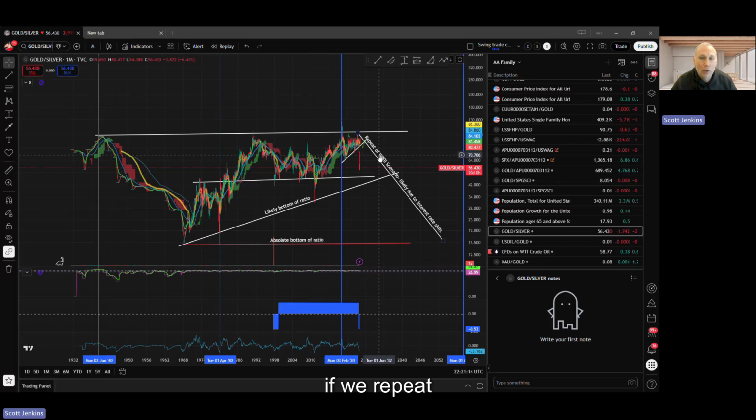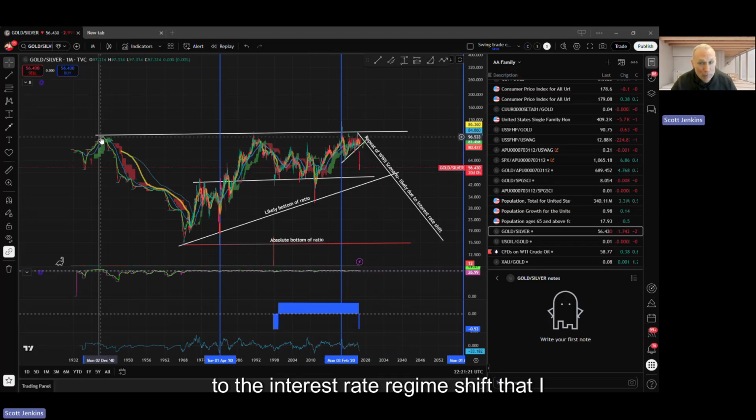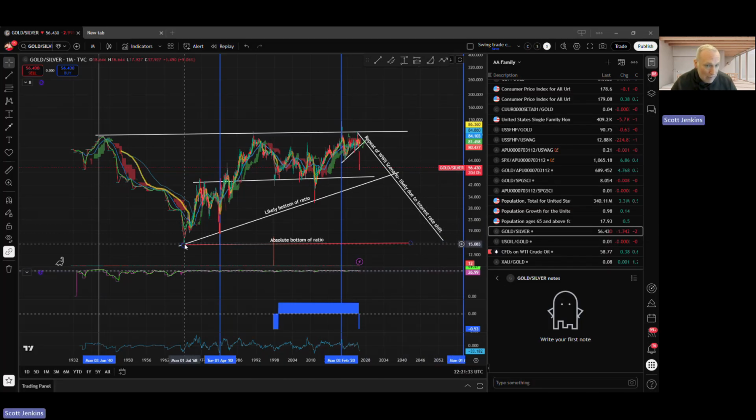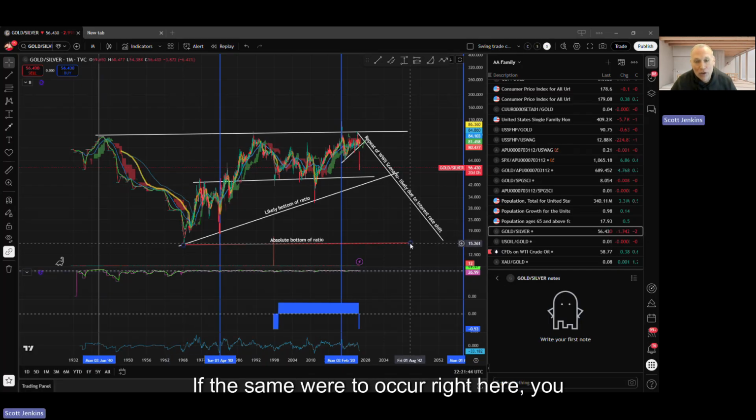But if we repeat the scenario of World War II, which is fairly likely due to the interest rate regime shift that I just proved to you all, we could return to the absolute bottom of this ratio of gold to silver, meaning that back here in 1968, it took only 14 ounces of silver to buy an ounce of gold. That is life-changing wealth. If the same were to occur right here, you would see silver in the thousands of dollars per ounce price, not the hundreds of dollars per ounce price.